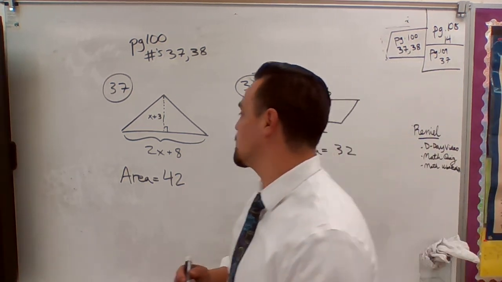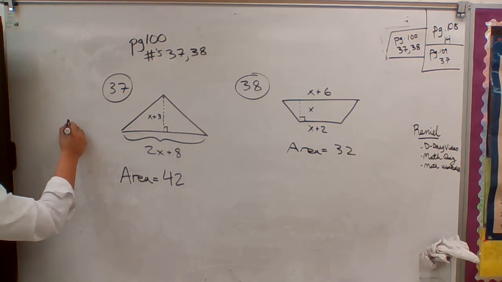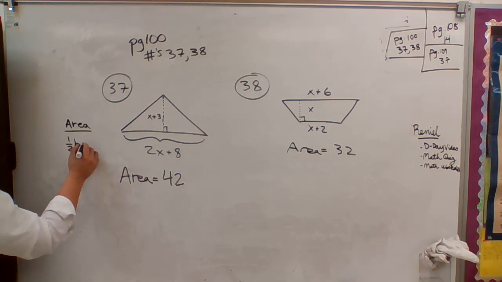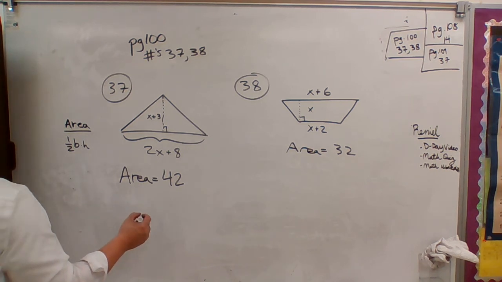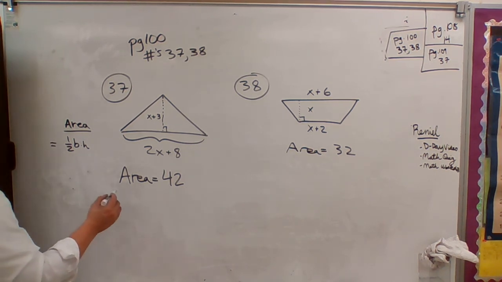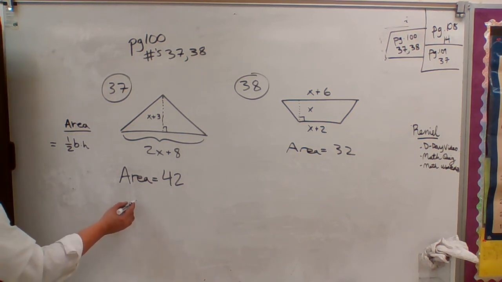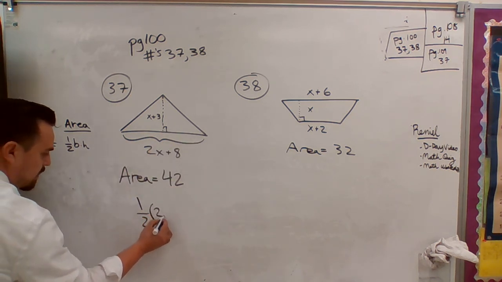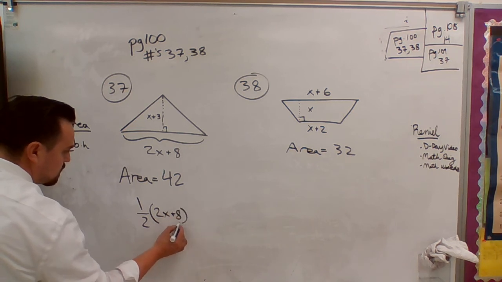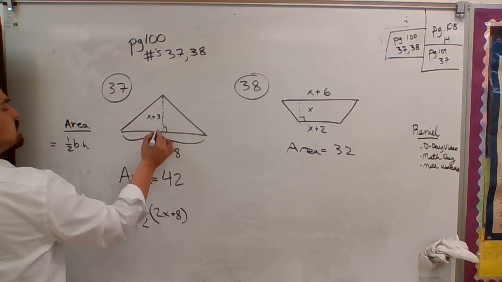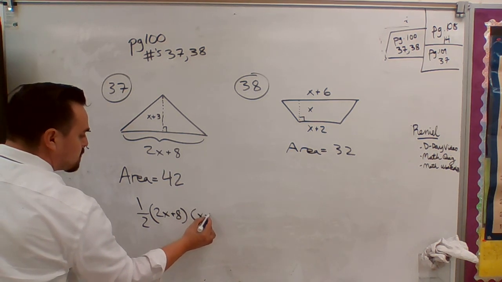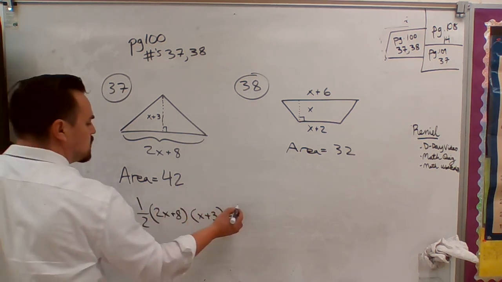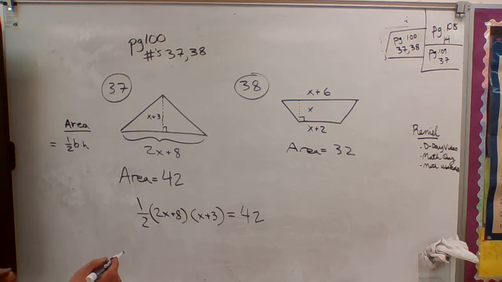So for a triangle, for example, the area of a triangle, the formula for that is 1/2 base times height. So this is what area is equal to. If our area is equal to 42, then what is 1/2 of the base times height? Well, 1/2 of this base, which is 1/2 of 2x plus 8, 1/2 of that times the height, which is x plus 3. And then we set that equal to the area from before.